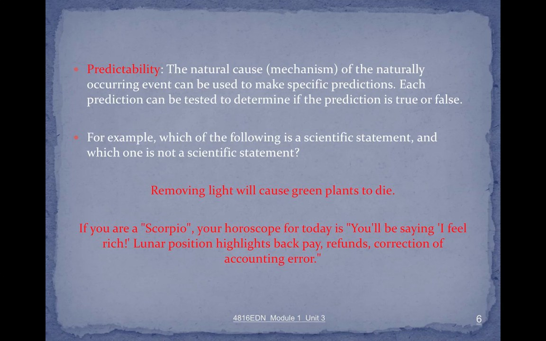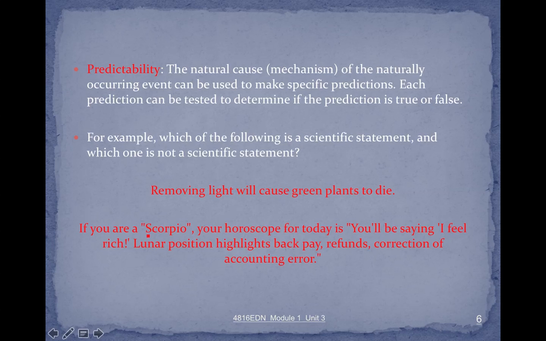Here's one. If you're a Scorpio, your horoscope for today is, you'll be saying, I feel rich. Lunar position highlights back pay, refunds, and correction of accounting error. Now, predictability means, could we predict removing light will cause green plants to die? So we can test that. And after a number of tests, we can find that every time we do that, green plants die. So we can make a prediction that if we remove light, green plants will die.